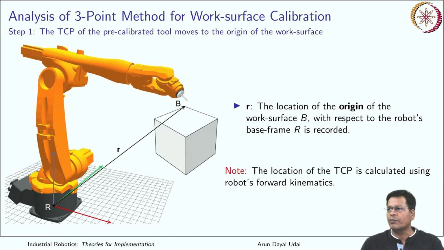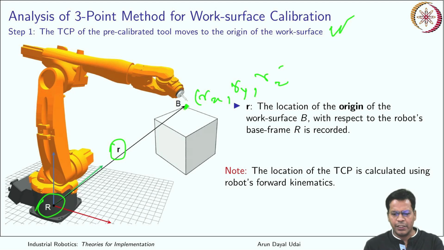So the TCP of the pre-calibrated tool moves to the origin of the work surface. So this is the first thing that you did. Okay, so what it actually did, it calculated this position vector. So what is that position vector? It is a vector which connects the robot frame and the origin of the frame that is attached to the work surface. So that location is Rx, Ry and Rz.